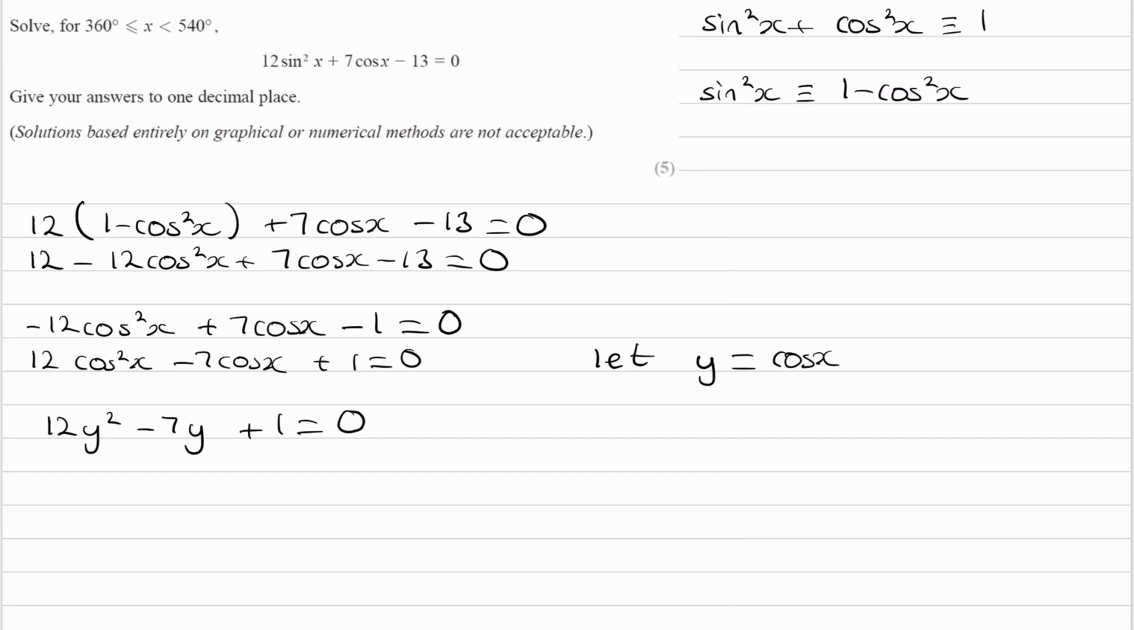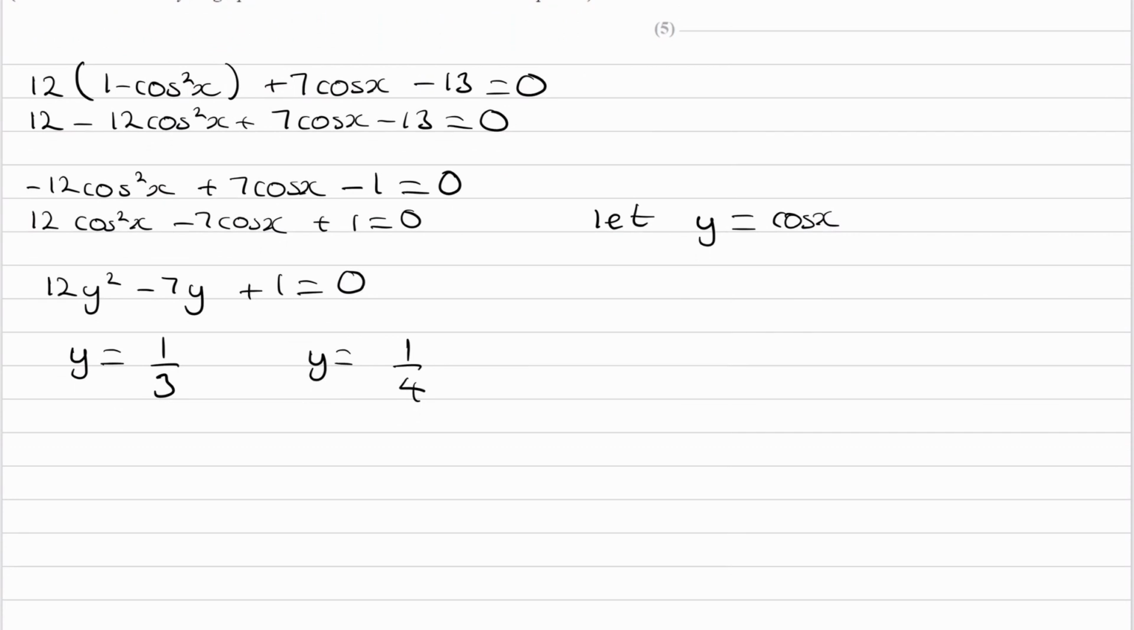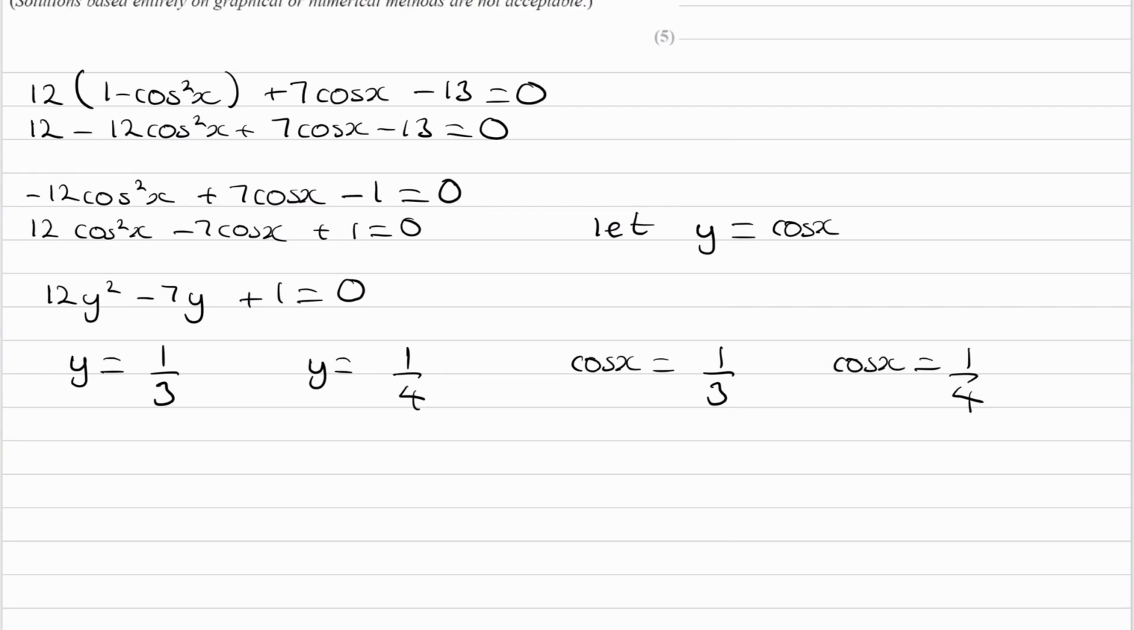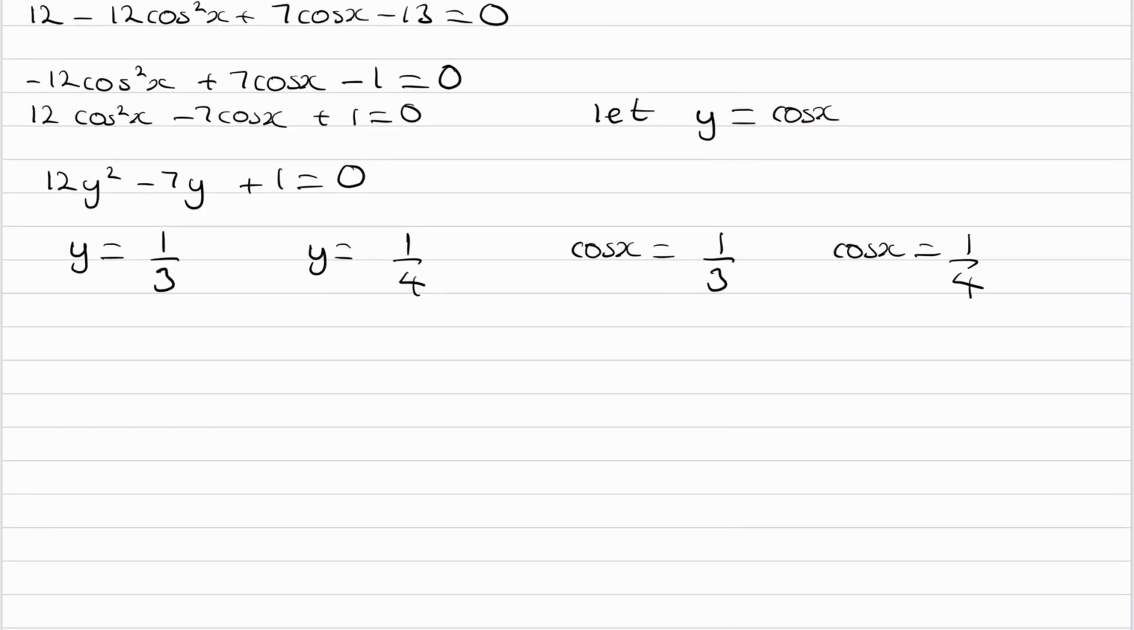When we solve this quadratic, we end up with y is equal to a third and y is equal to a quarter. Remember that y is equal to cos x, so this is the same thing as cos x is a third and cos x is a quarter. So we're trying to solve between 360 and 540.